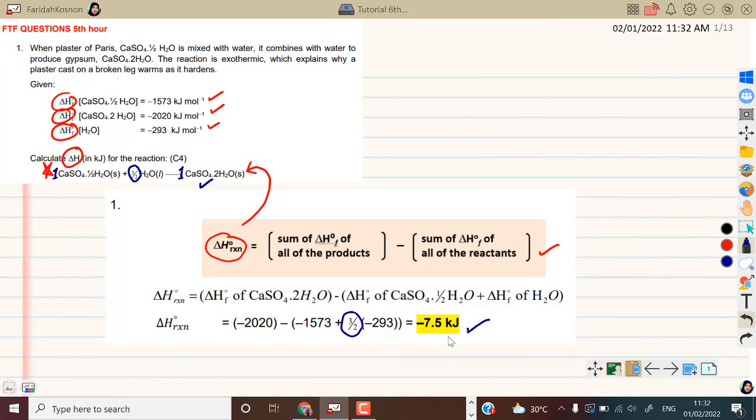Bukan kilojoule per mol tetapi kilojoule sebab dah tak ada per mol dah. Reaction ini kita tak tahu reaction apa. Adakah dia enthalpy of combustion? Dia bukan enthalpy of combustion, dia bukan enthalpy of neutralization, tapi dia adalah satu reaction. Jadi tidak perlu letakkan per mol di sini.